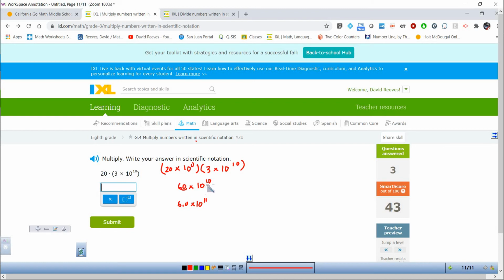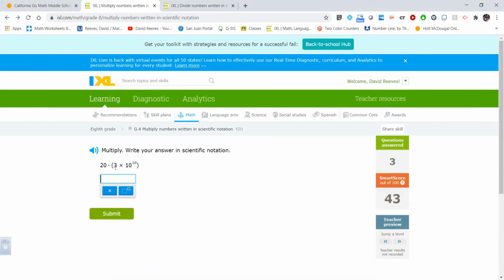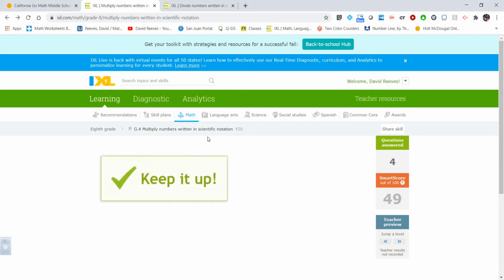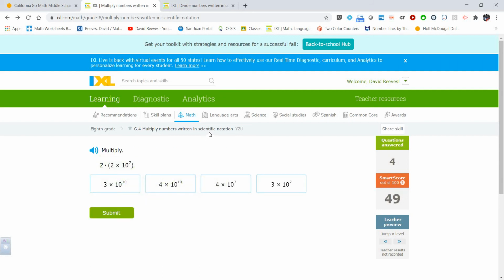So remember, you do the opposite of what you do to the coefficient. If you make the coefficient 10 times bigger, then make the power 10 times smaller. In this case, we made the coefficient 10 times smaller, so the power had to get 10 times bigger, which means the exponent had to go up by 1. Okay, so 6 times 10 to the 11th power is the answer that we are looking for. All righty, put that in. Awesome, we are doing great.